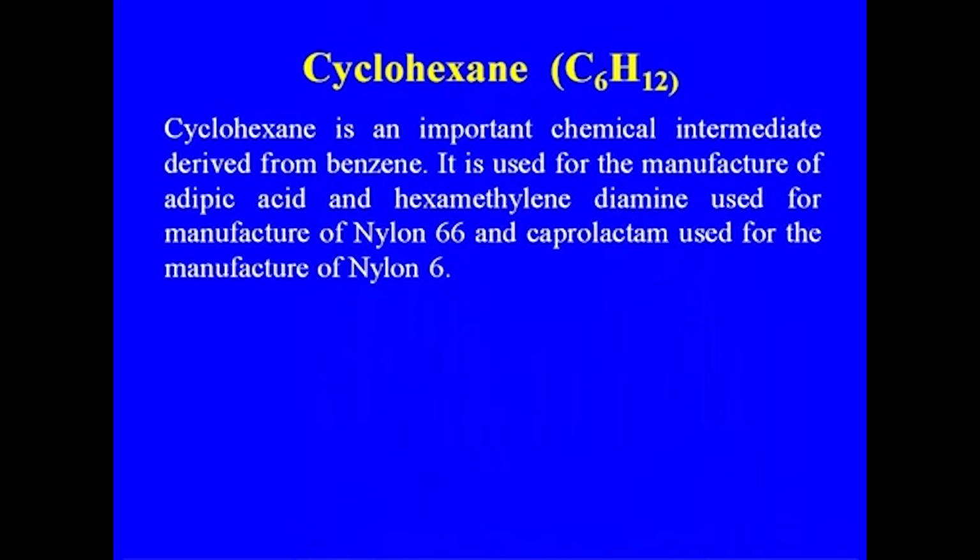are using the cyclohexane for manufacture of the caprolactam. Cyclohexane is an important chemical intermediate derived from benzene. It is used for the manufacture of adipic acid and hexamethylenediamine also, which is used for the manufacture of nylon 66, and caprolactam used for the manufacture of nylon 6.